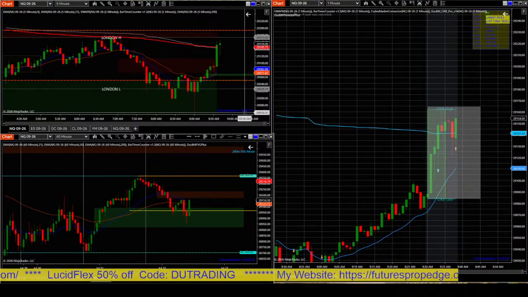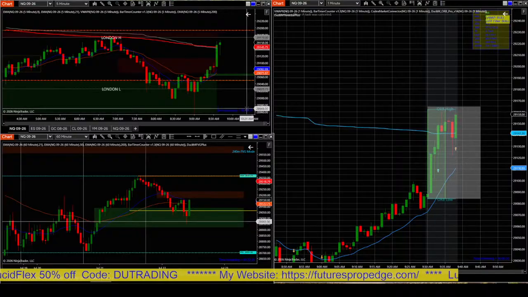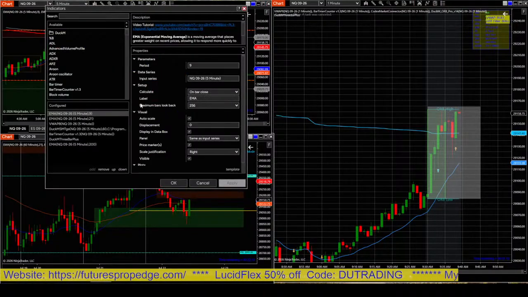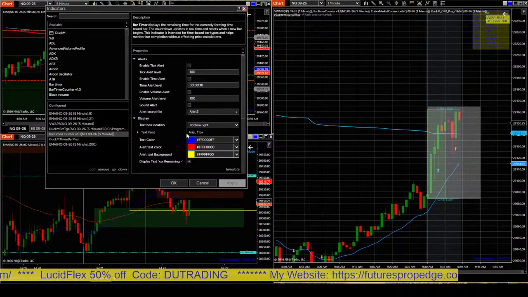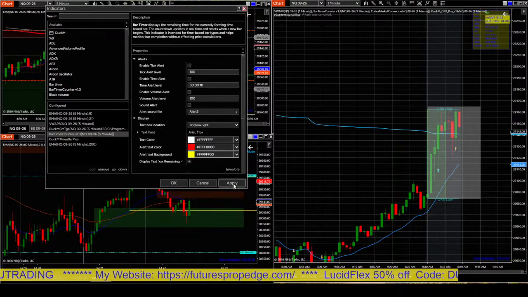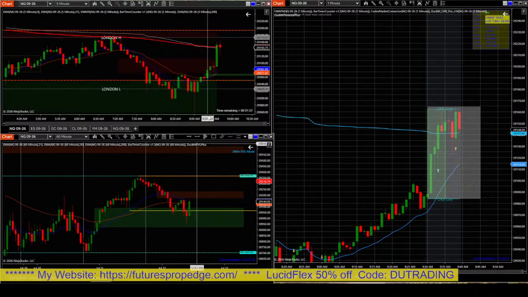The timer, I have to change the timer color. I can't even see it. Give me a second on this. It's blue, so let me change the timer color. The text is blue, and we're going to change that to white for now. I'll change it so you can see.